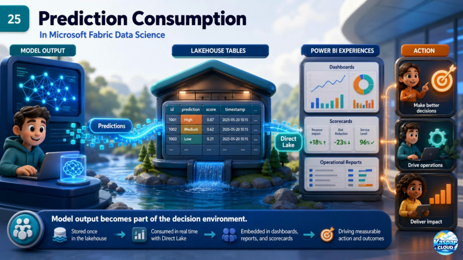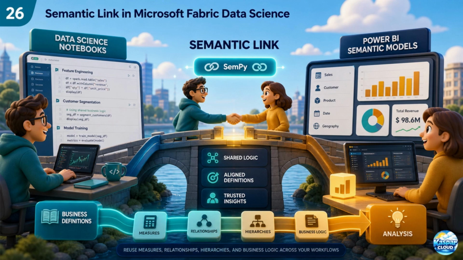This is powerful because data scientists can produce prediction tables, while business users can immediately consume those predictions through dashboards, scorecards, and operational reports. The model output becomes part of the business decision environment rather than remaining isolated inside notebooks. Semantic link is one of the most important bridges between data science and business intelligence in Fabric. Business analysts often encode business logic into Power BI semantic models through measures, relationships, hierarchies, and domain-specific calculations.